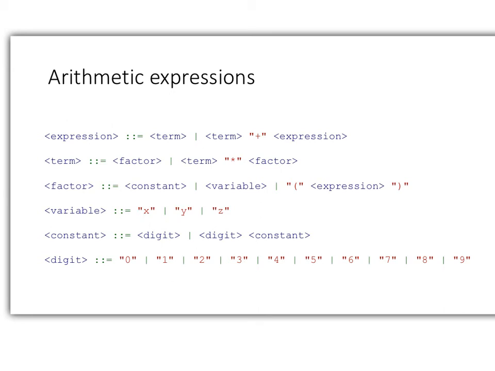And a term is defined similarly. A term is either one factor or a number of factors chained together with times in between. A factor is a constant or a variable, or it could indeed be anything at all in brackets. And that's where brackets fit. They let you make a factor which is more complicated, such as bracket 2 plus x, bracket times y. 2 plus x is now a giant factor. There are variables, there are constants, and there are digits.